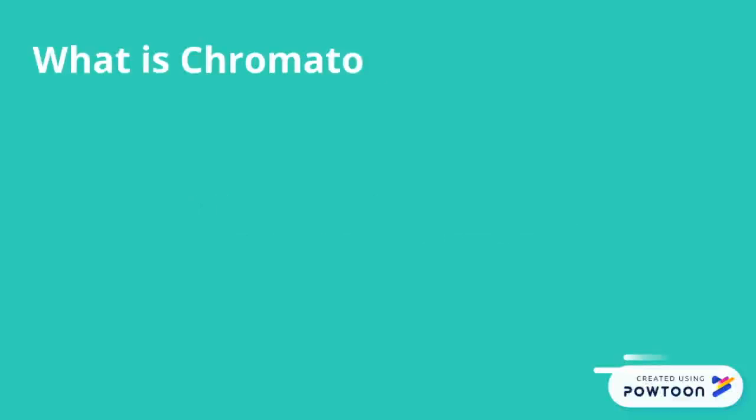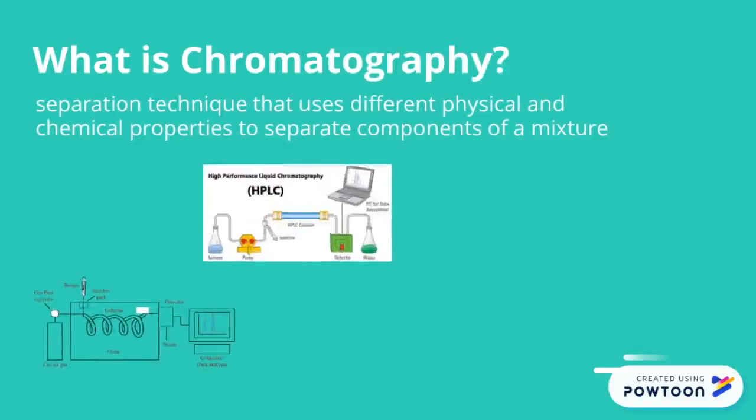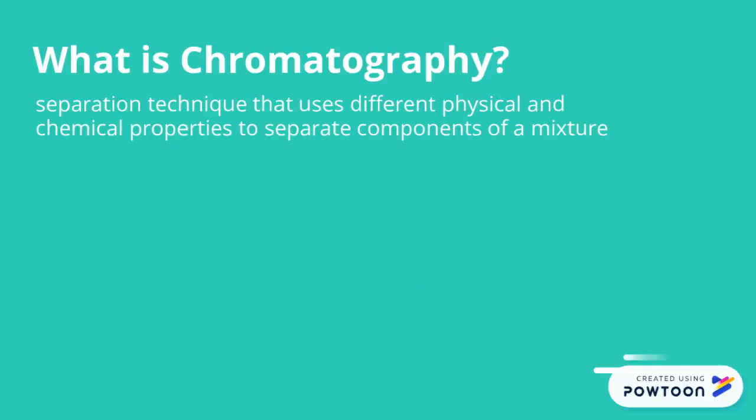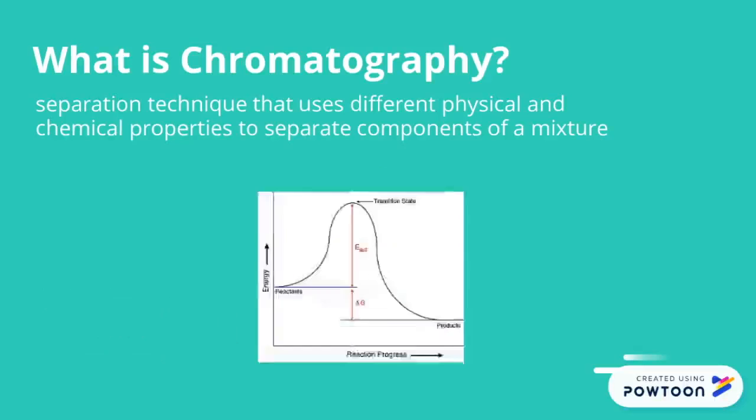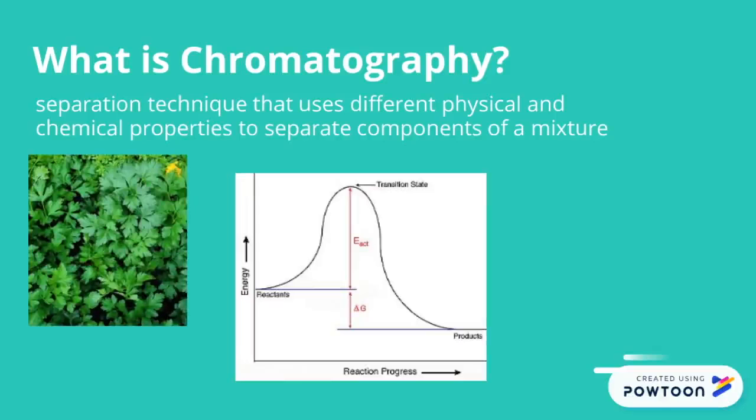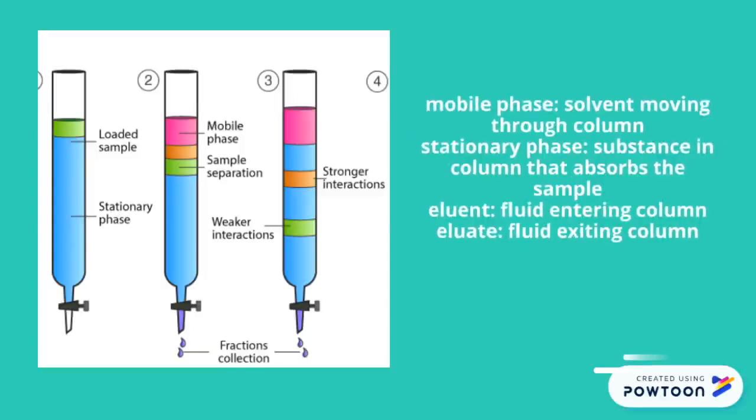So what is chromatography? Chromatography is simply a separation technique that uses differing physical and chemical properties to separate the components of a mixture. There are several types of chromatography, including but not limited to gas chromatography, liquid chromatography, and column chromatography. And in real life, this technique can be used to track the progress of a reaction, to figure out which compounds are present in plant samples, or to identify clues at a crime scene like blood, ink, or drugs.